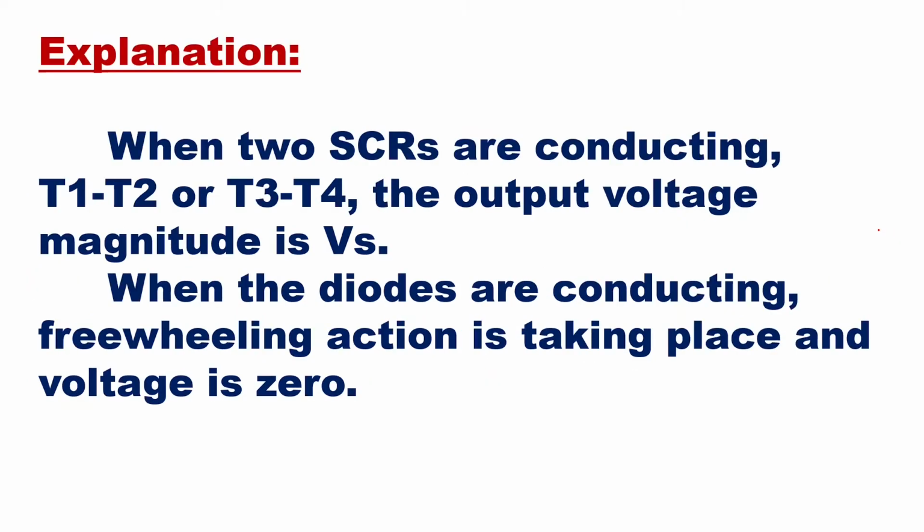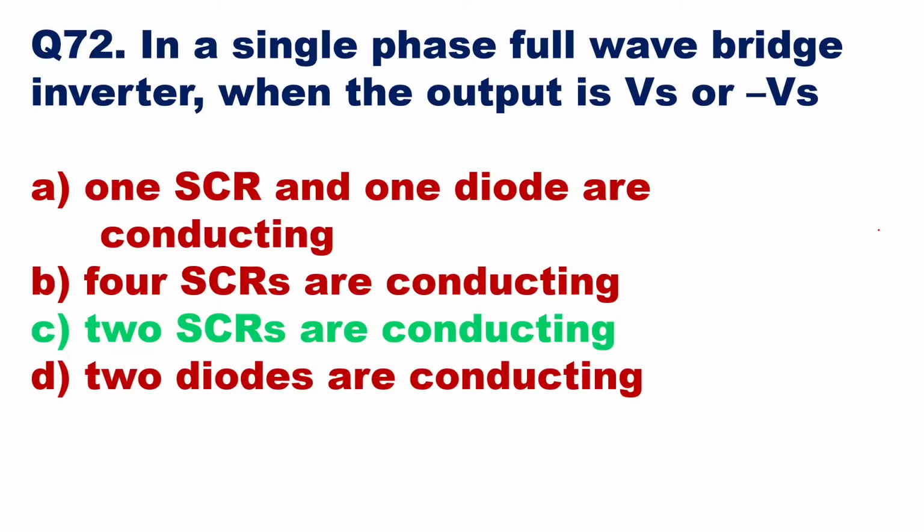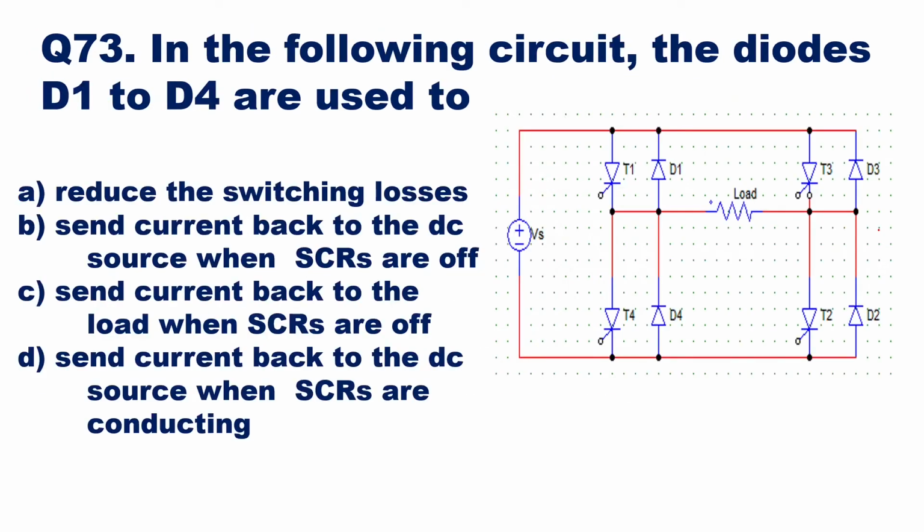So here you can have an explanation. When two SCRs are conducting, T1, T2 or T3, T4, the output voltage magnitude is Vs. When diodes are conducting, freewheeling action is taking place and voltage is zero. So here two SCRs are conducting. Option C is the right answer. Then we'll go to question number 73.